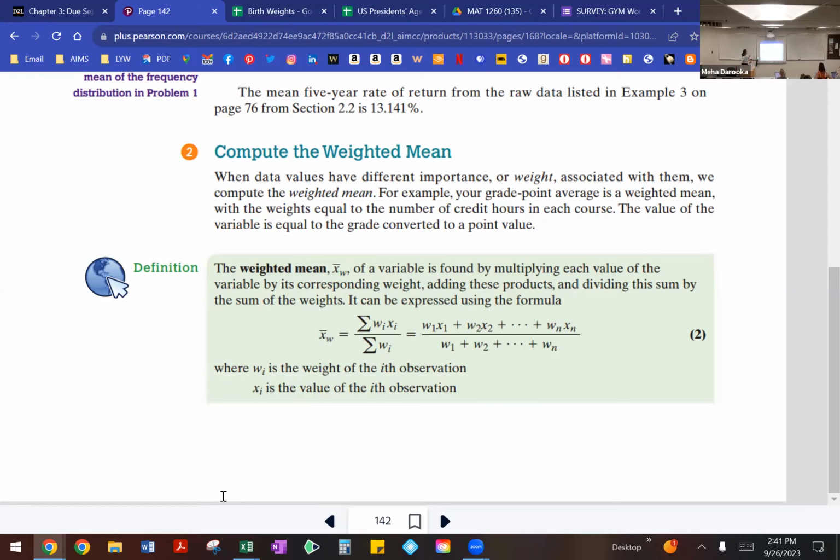So for the weighted mean of a variable, you start by multiplying each value of the variable by its corresponding weight. And then at that point, the calculation is the same. You add those products, divide by the sum of your weights, and you would have your weighted mean. So let's take a look at an example for a weighted mean here.